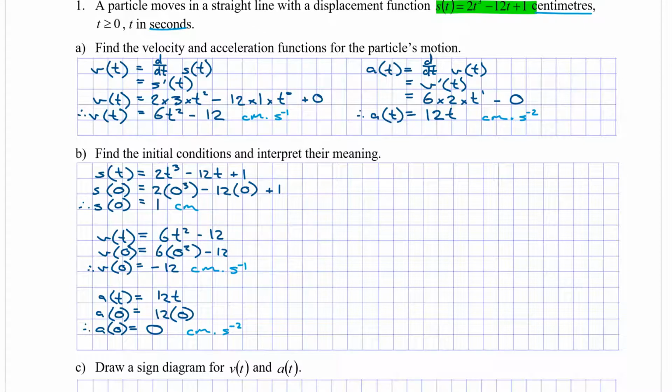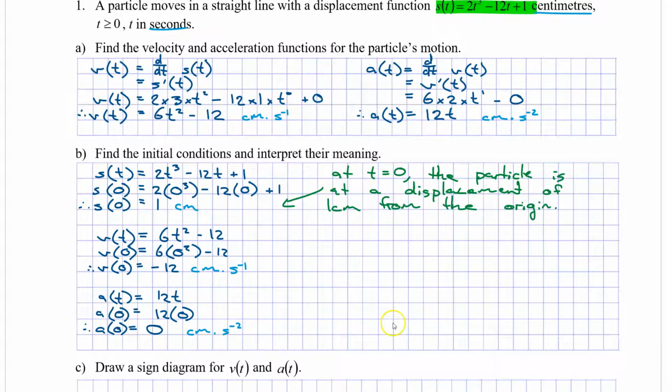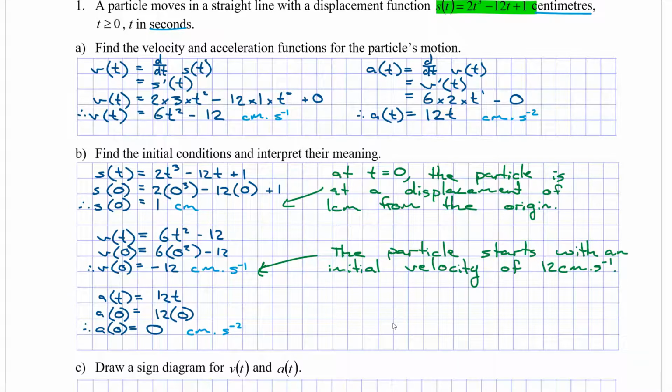Alright, so looking at this, what we can see is that at t equals 0, the particle is at a displacement of 1 centimeter from the origin. Similarly, the particle starts with a velocity of negative 12 centimeters per second. And the particle is undergoing an acceleration of 0 centimeters per second squared.